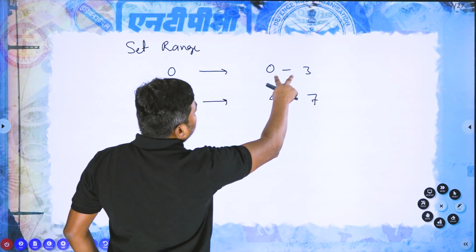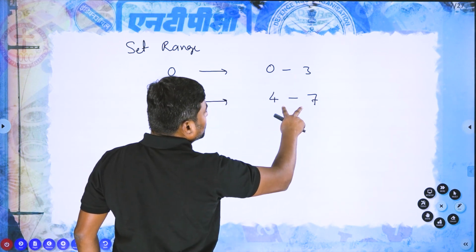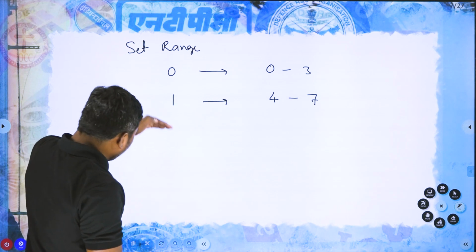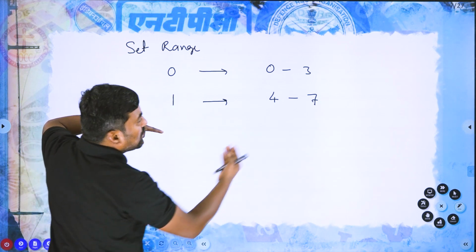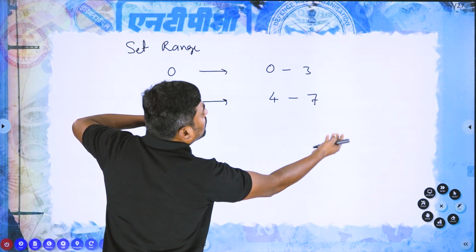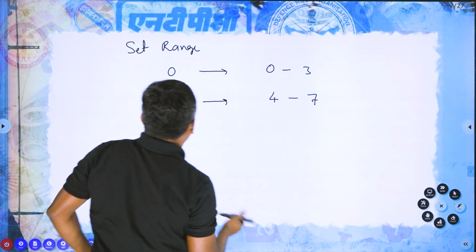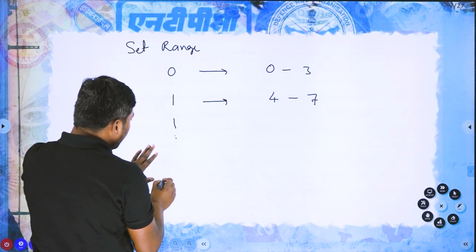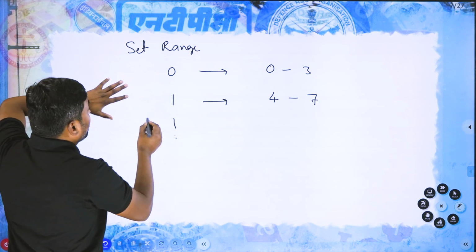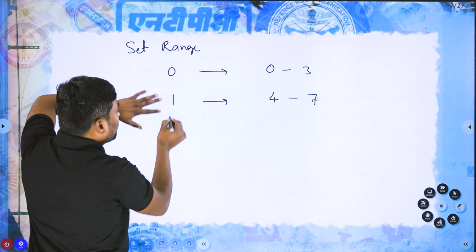Now how many blocks are there here? 4 blocks. Here also 4 blocks. Suppose the set number increases, the range will also change. Suppose set number 2, it will start from 8 to 11. Set number 3, like that it will go. Suppose any set number: how are we getting the set number? Set number 0, set number 1, set number 2, like that.